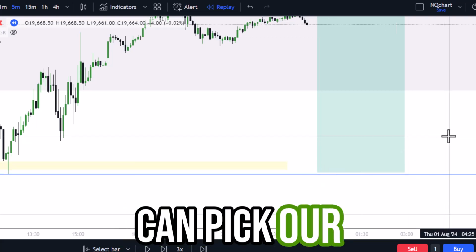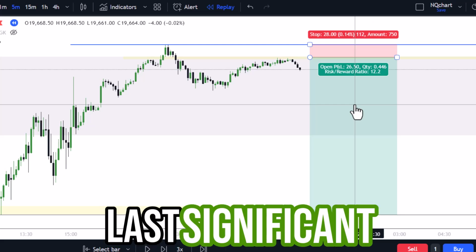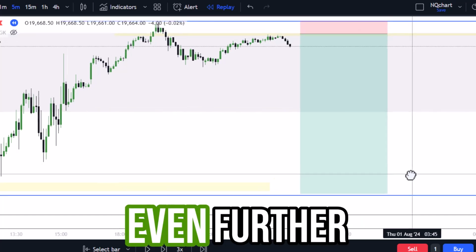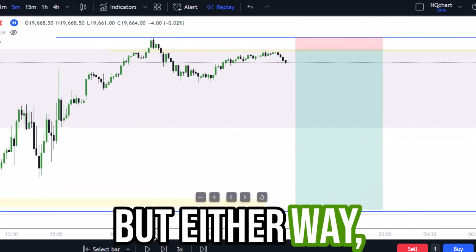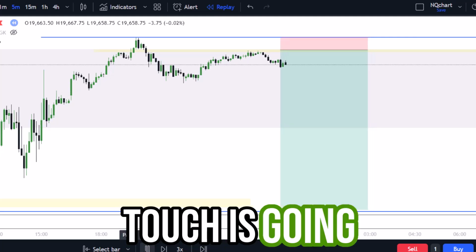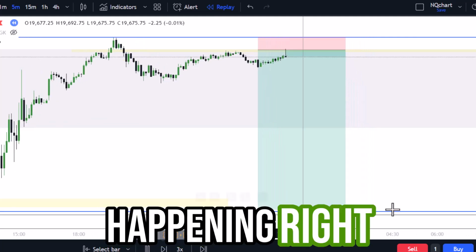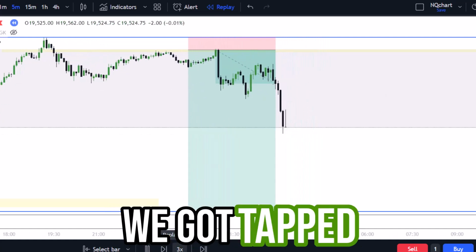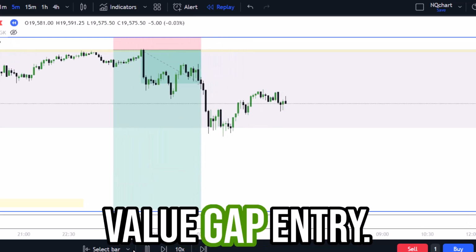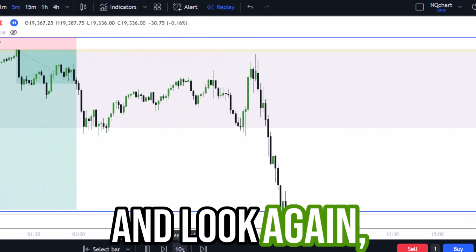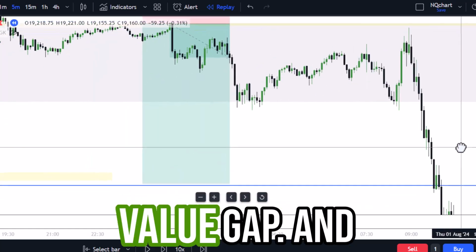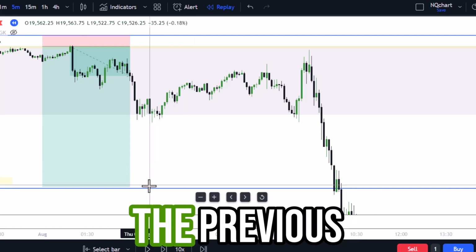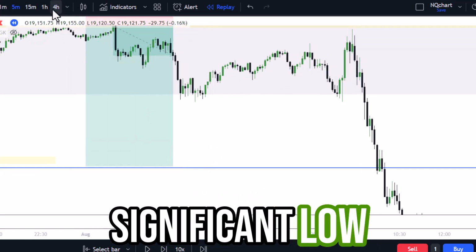So we can pick our stop loss really as the last significant low, but we don't even have to go that far. We could go closer or we could go even further down below, but either way, all of what we expect to get touched is going to get touched. As we see what is happening right now, price is moving along, we're coming back in, we got tapped in to that fair value gap entry. We're speeding this up here, and look again, we come back up and we tap into that fair value gap, and look exactly where we touch the previous significant low range right there.